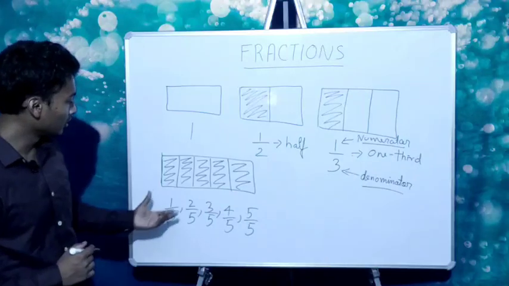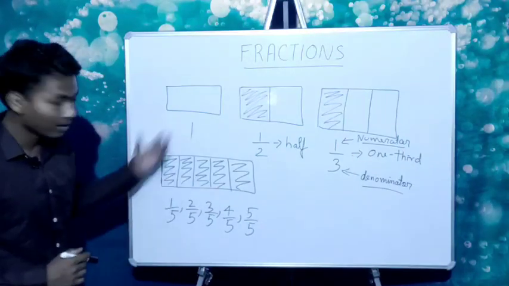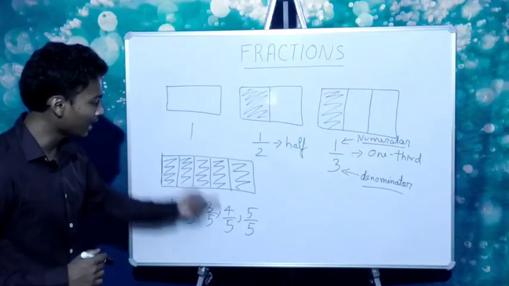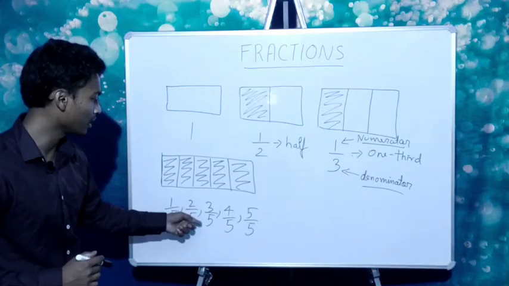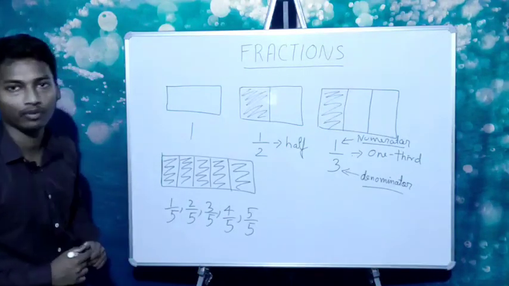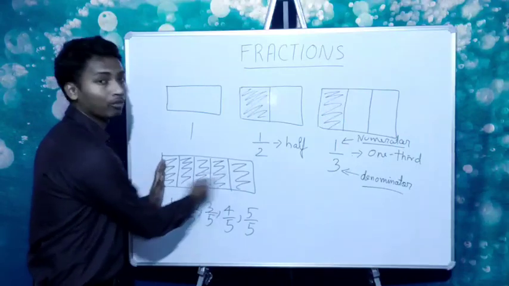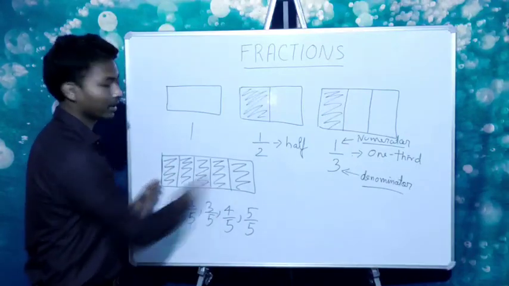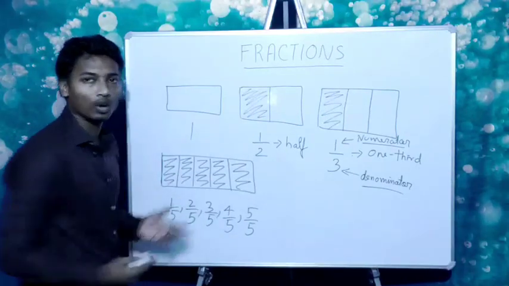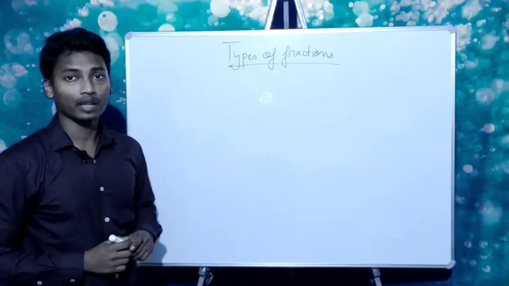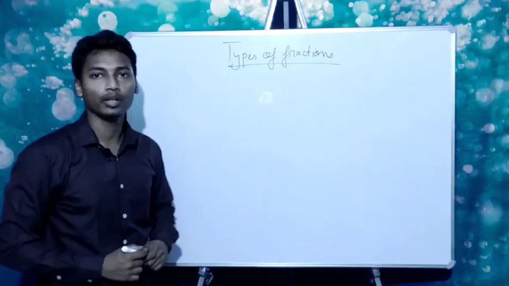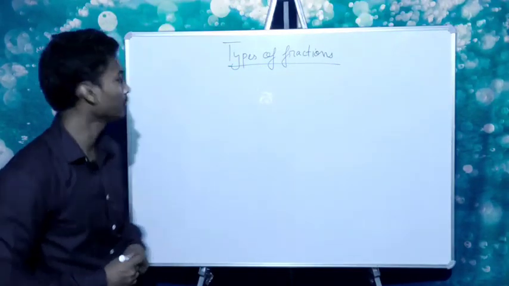So here one rectangle, one whole is greater than 4 by 5, 3 by 5, 2 by 5 or 1 by 5. The fractional part will be smaller than that, individually taken. Entire part will be the whole part. Now let's understand the different types of fractions.